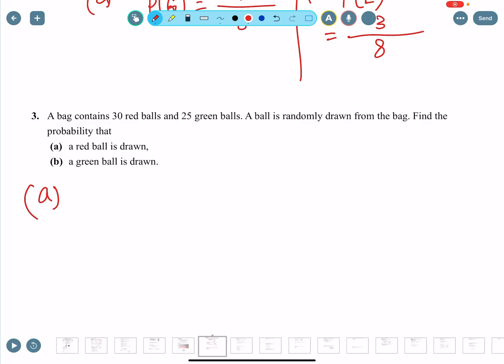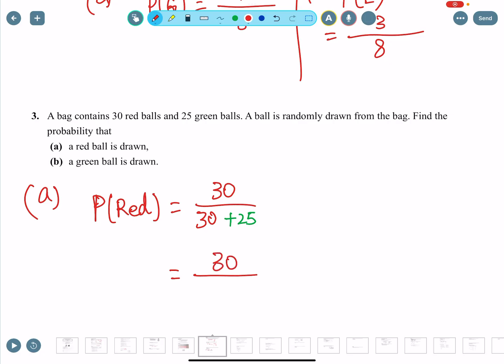Moving on. 30 red balls and 25 green balls. Find the probability of getting a red ball. So P(R), or red, is equal to, there are 30 red balls, but how many are there in total in the bag? 30 plus 25, right? And if I put in colors, you would see what's happening. So when you simplify it, make sure you properly, maybe calculate the bottom part first so you don't mix it up.